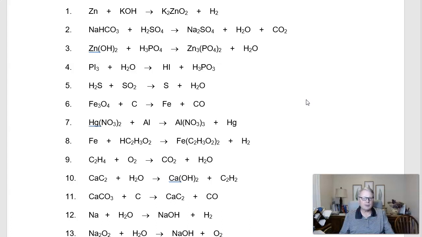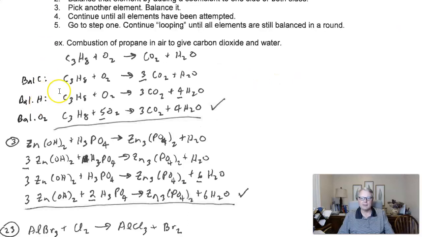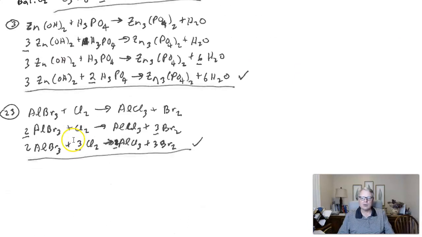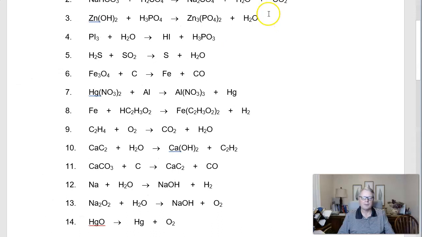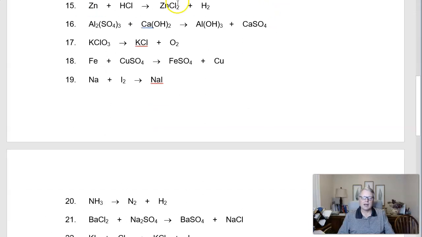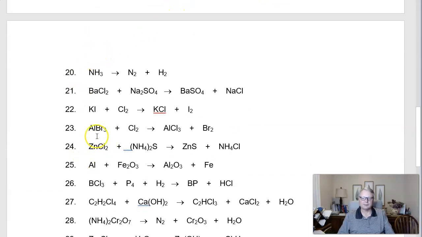Okay, well, let's do a couple from this little page here and see if we can get fairly decent at it. I am going to skip this one for now. Let's go to 23 first, and then we'll come back and do number 3. Okay, 23. That's 23 over here in your little handout, if you haven't printed that already.